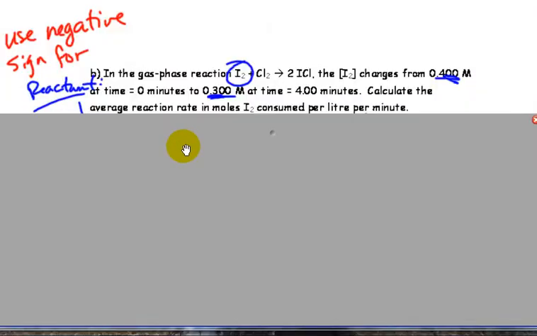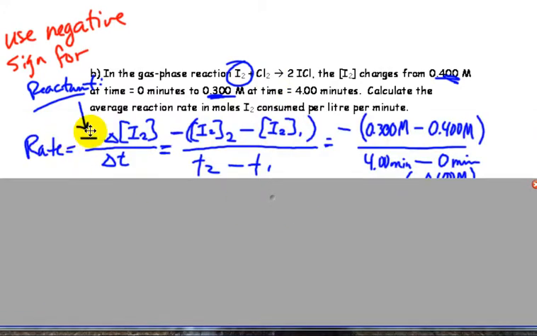So if you look here, in the gas phase reaction, iodine plus chlorine yields iodine monochloride. If we have iodine going from 0.4 at time 0, going to 0.3 at time 4 minutes later, what's the rate in terms of I being used up? Since I is a reactant, we're going to have to use that negative sign. So the negative of the change in iodine over change in T.